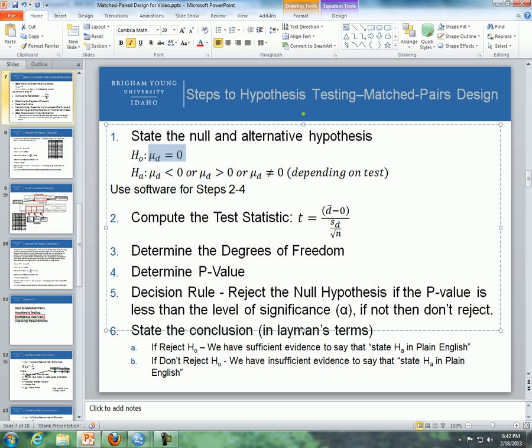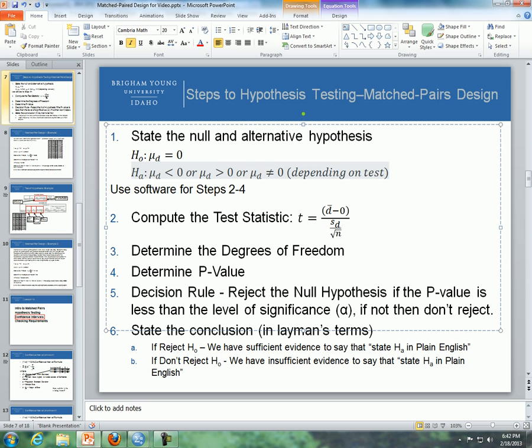Okay, the alternative is that it's either less than 0, greater than 0, or not equal to 0, meaning that the mean of the differences is either less than, greater than, or not equal to 0. Okay, and it depends on the test whether it's a one-sided or two-sided test. Steps 2 through 4 will be computing. We'll be using software for that, computing a test statistic.